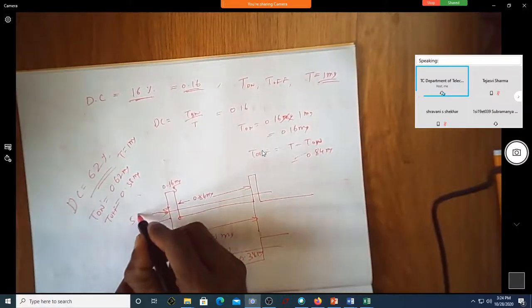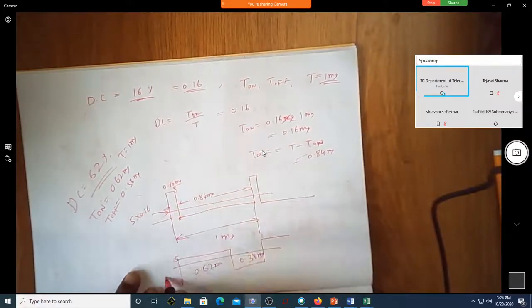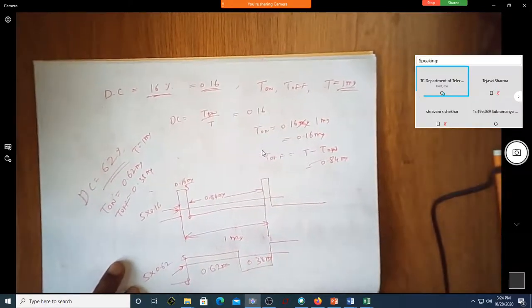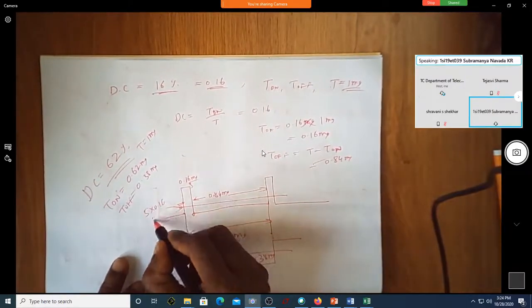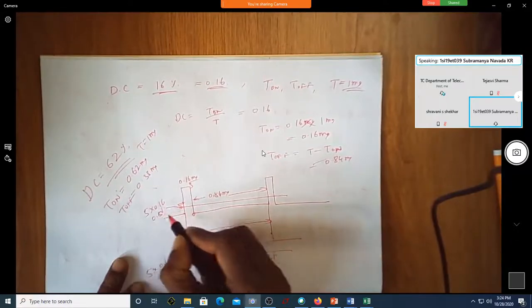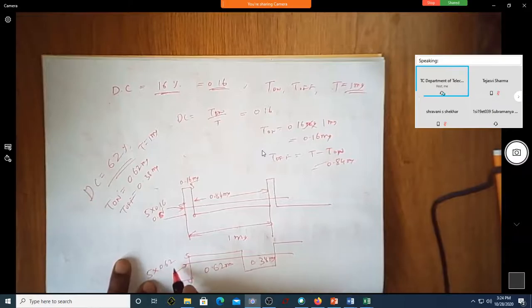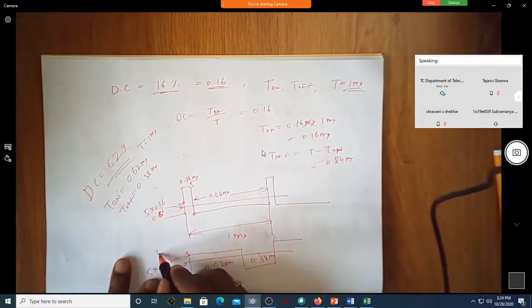It is 5 into 0.16. What is this average value? 5 into 0.62. How much is 0.5 into, is this 0.8 volt? How much is this? Some 3.3, 3.1.